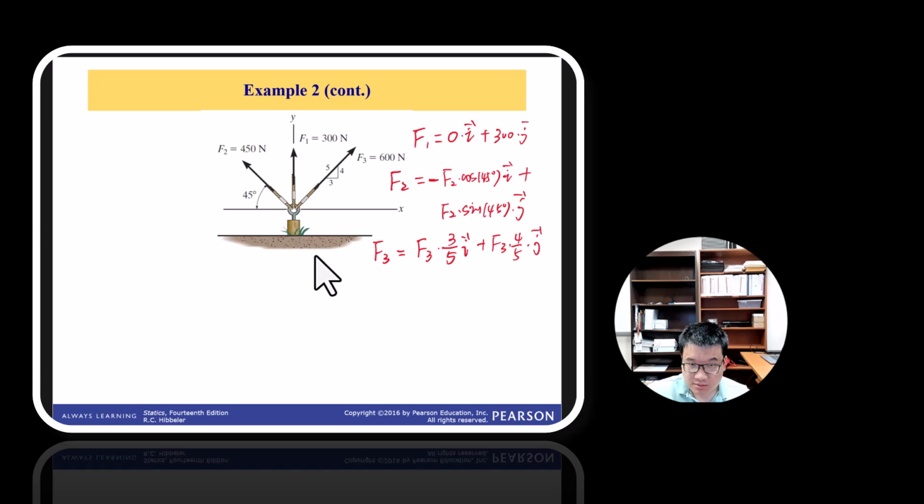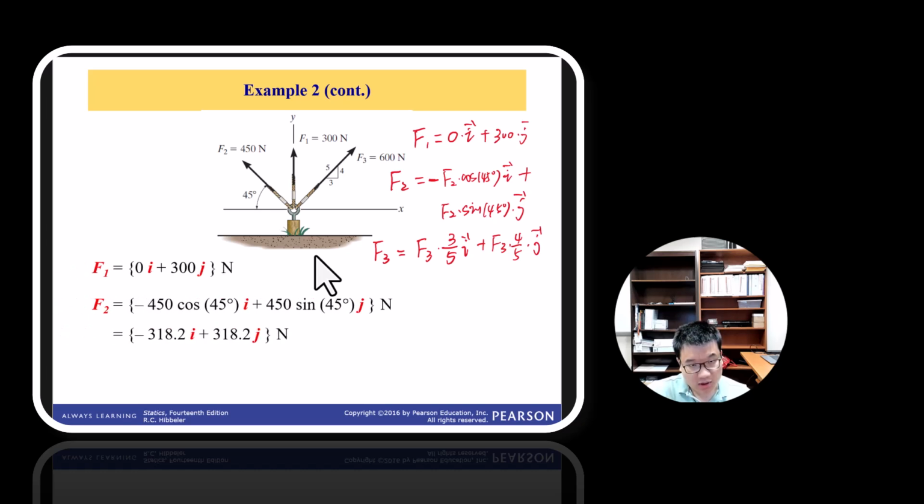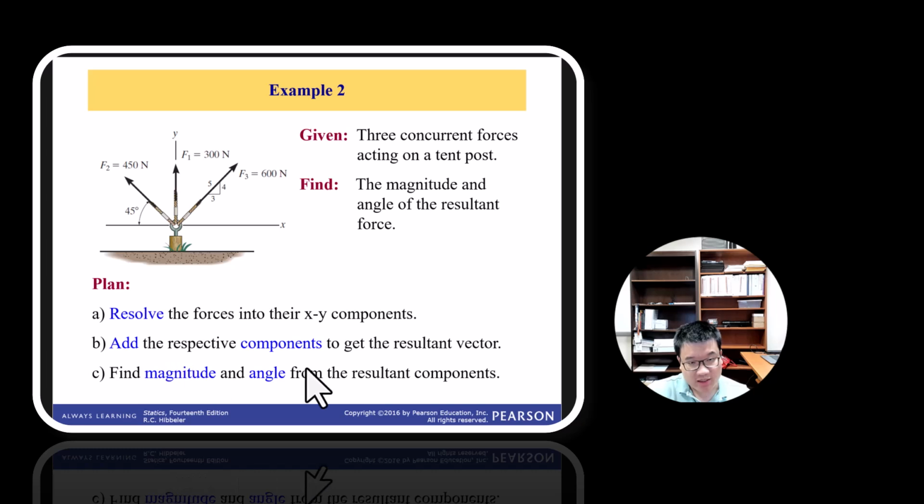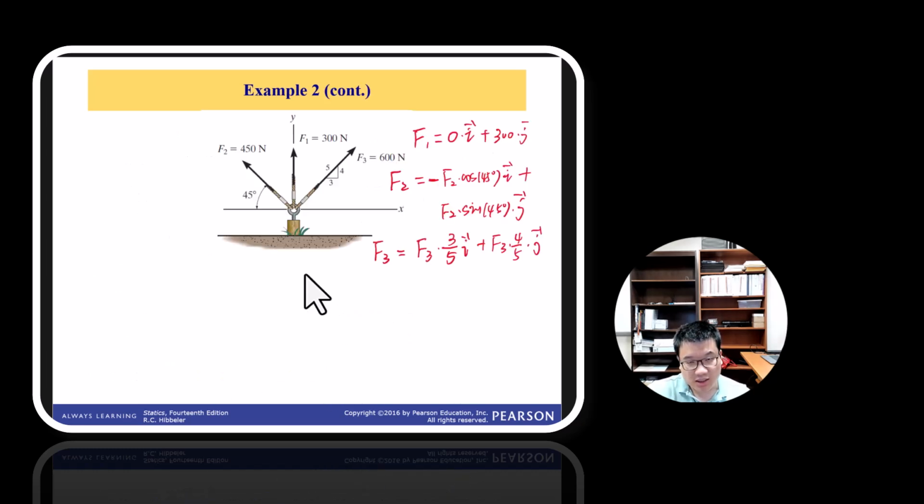Okay. So here's the answer for F1, here's the answer for F2, here's the answer for F3. So far we have F1, F2, and F3's components on the x and y axes respectively. So what's the next step? As I mentioned before, we need to add the respective components to get the resultant vector.